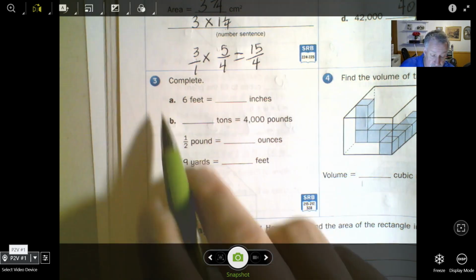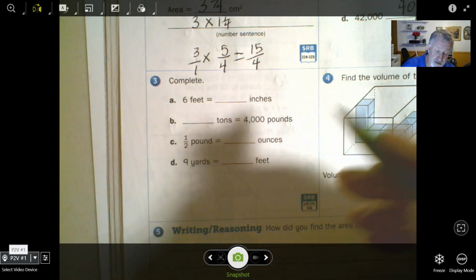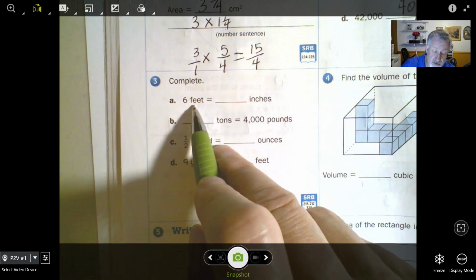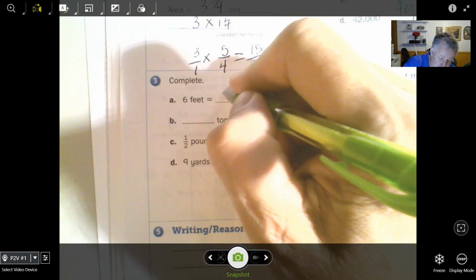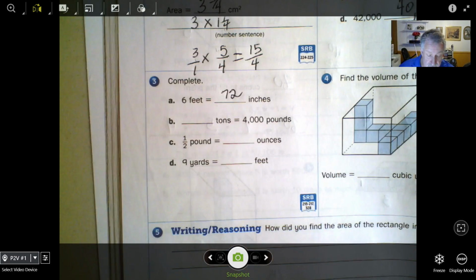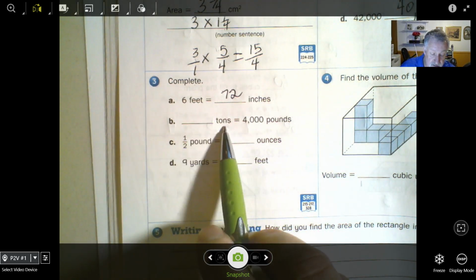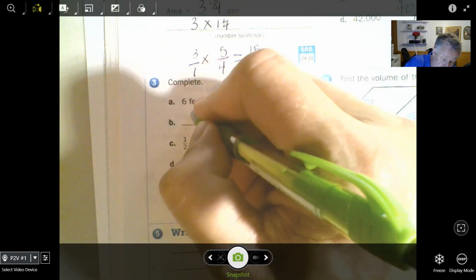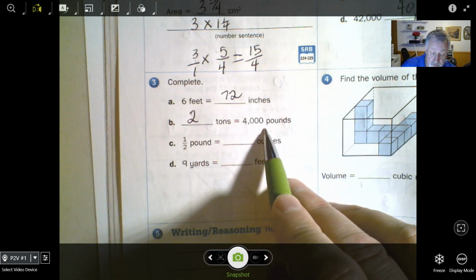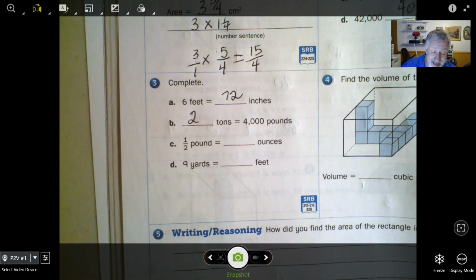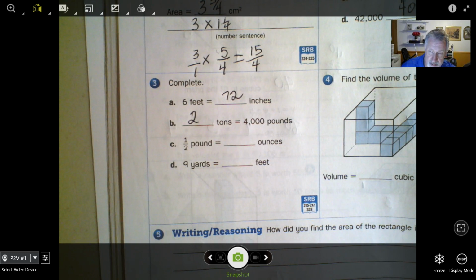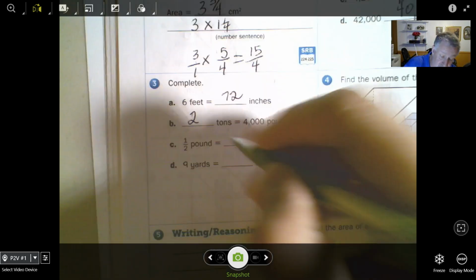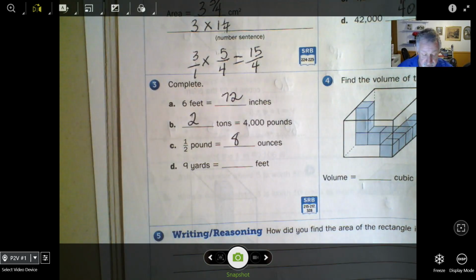Complete. Number 3. 6 feet is how many inches? Well, at 12 inches per foot, 12 times 6 is 72. How many tons is 4,000 pounds? Well, a ton is 2,000 pounds. So 2,000 times 2 would give me the 4,000 pounds here. A half a pound is how many ounces? Well, there are 16 ounces in a full pound, and half of 16 is 8.